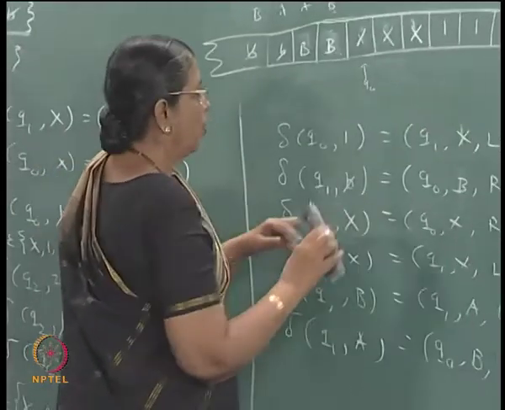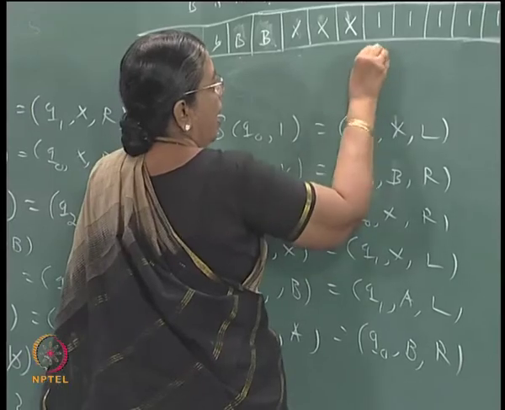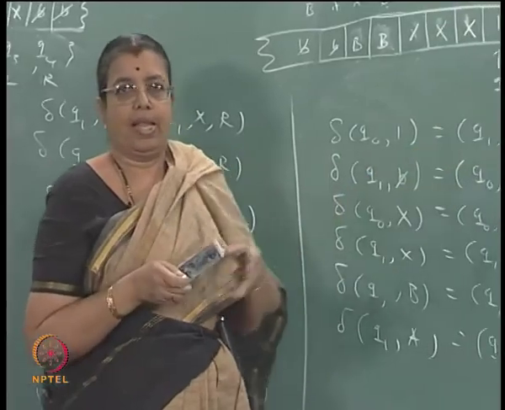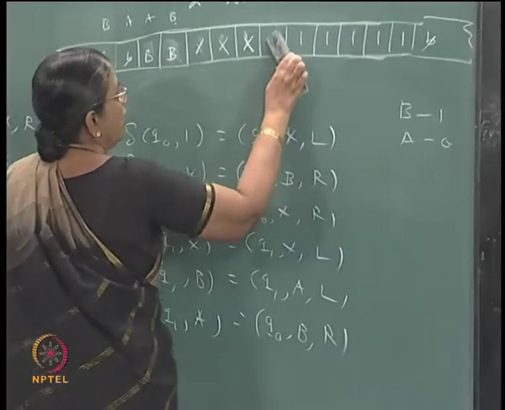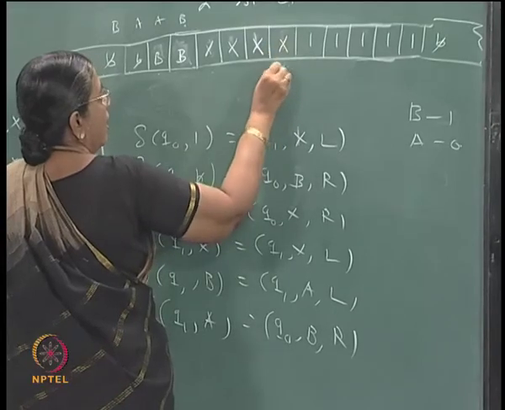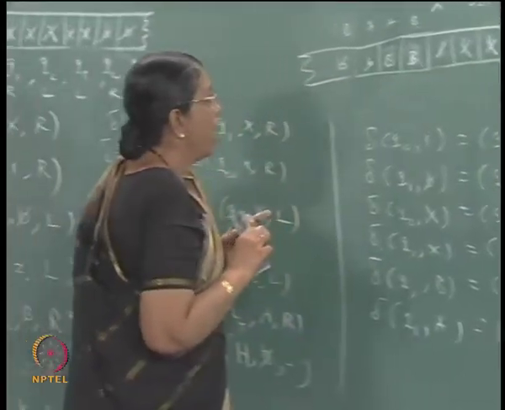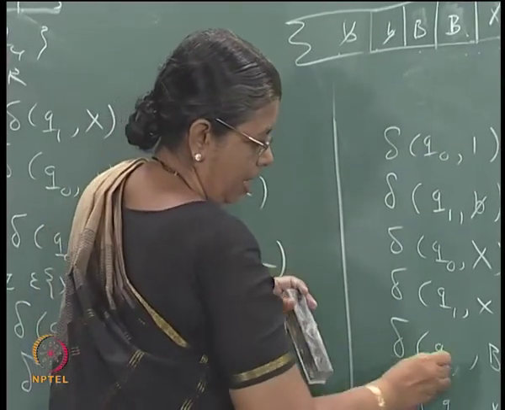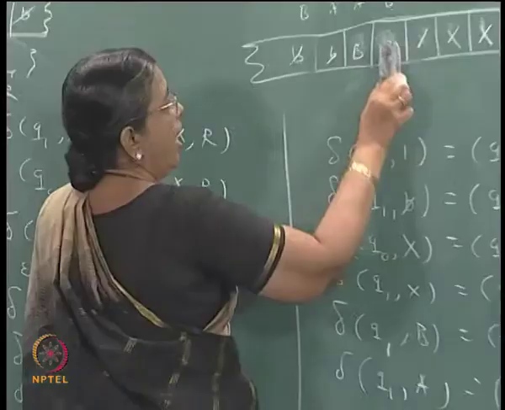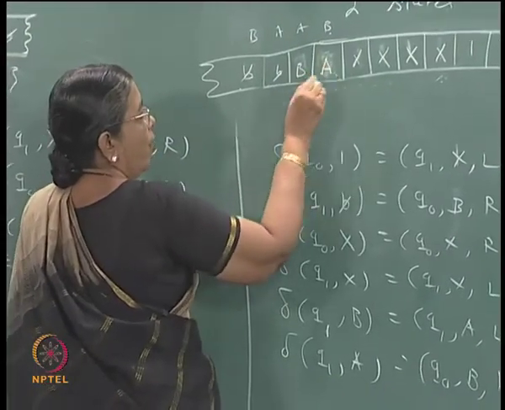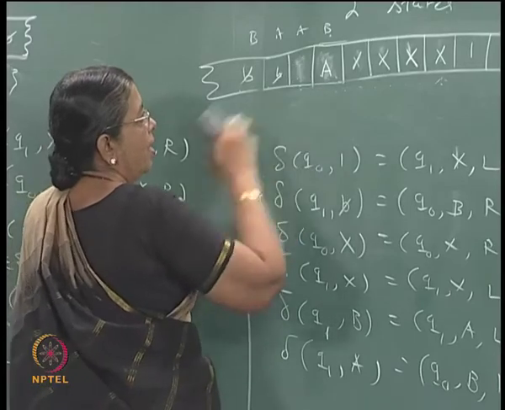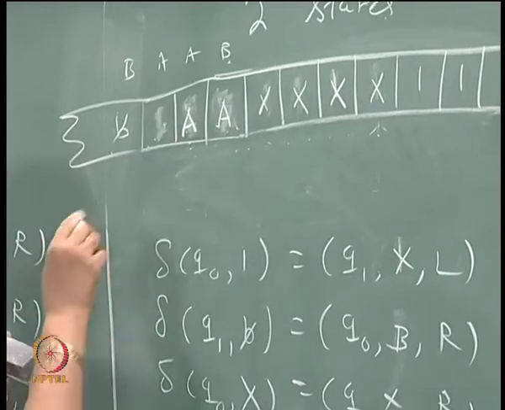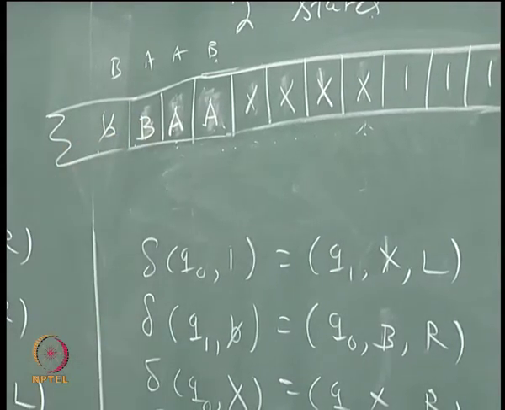In Q0 you move over the X's and come here. Q0, 1 is Q1, X, L. So, you change this into a X, move, then in Q1 when you see a B, change this into an A, move left, again when you see a B, change this into an A, move left, when you see a blank, print a B.